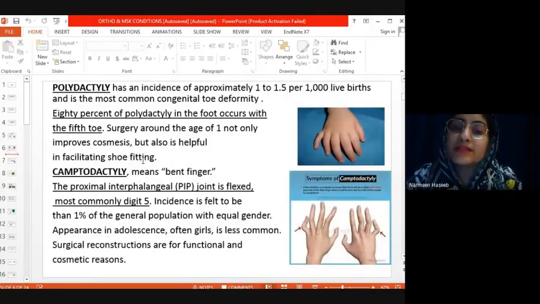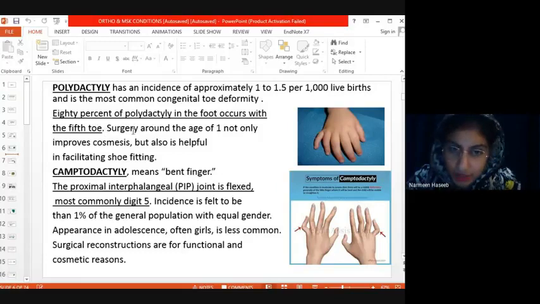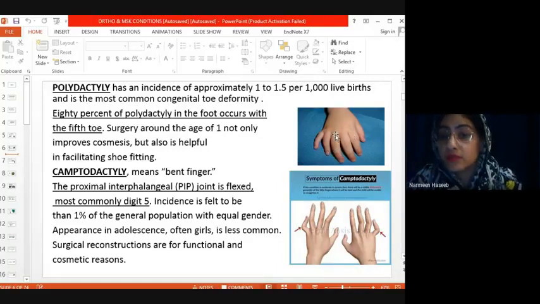Polydactyly has an incidence of approximately 1 to 1.5 per thousand live births and is the most common congenital toe deformity. 80% of polydactyly in the foot occurs with the 5th toe. Surgery around the age of 1 not only improves cosmesis but is also helpful in facilitating shoe fitting. So you see here this is polydactyly, having more fingers than normal.